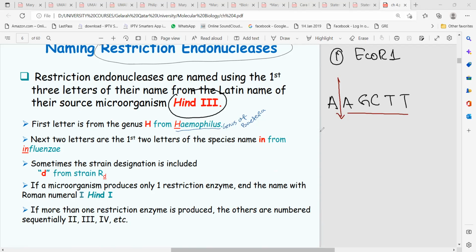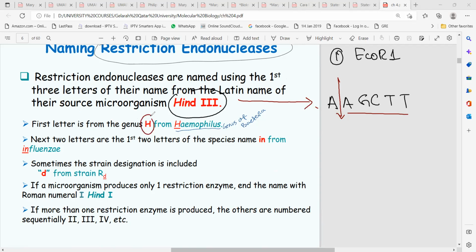Do I need to know the sequence? Yes, no, for now you don't need to know the sequence. As we move on, we will see. It's simple: you need to know there is a specific sequence on which it will cut. For HindIII, it will always be this sequence.